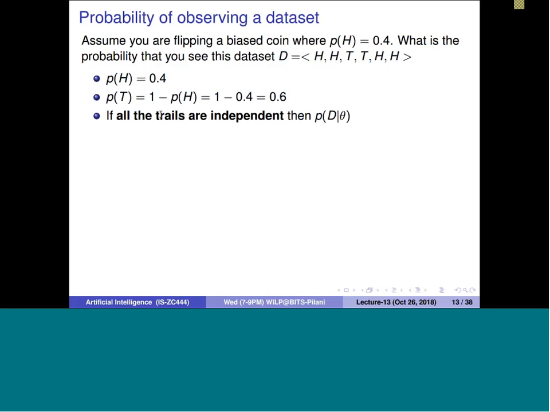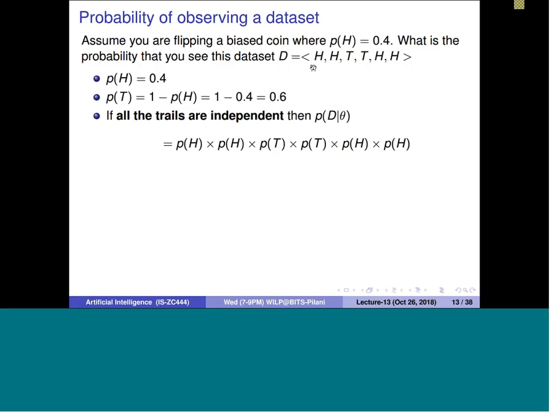trials are independent, meaning every time I pick it is independent of the others, then the probability of the data given theta, this parameter. What is the parameter? Theta is the parameter, that the probability of head is 0.5. The probability of this data is: first head comes, then head comes, then tail, tail, then head, head. So what is its probability? First time head comes, next time head comes. If the things are independent, the probabilities get multiplied.